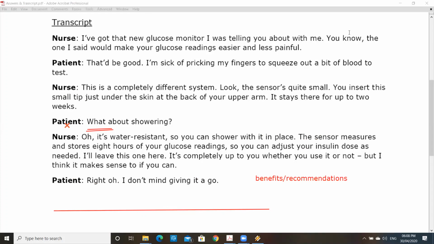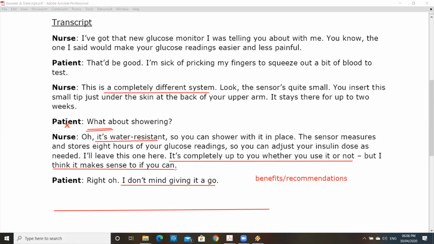So the nurse was explaining that this is a completely different system. She explained how it works. Then she also pointed out that it is water resistant. Then she also said that it is completely up to you whether you use it or not. That means the patient has not yet decided. And the patient also said that I don't mind giving it a go. So the patient is just trying it out. Giving it a go is to try out. And the nurse was recommending it, that I think it makes sense to use if you can.